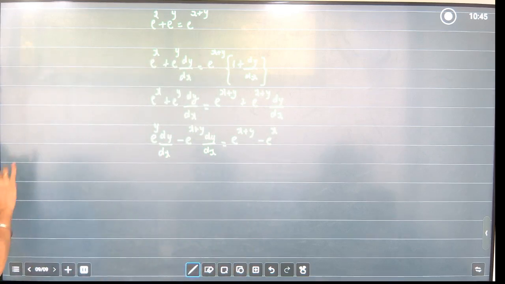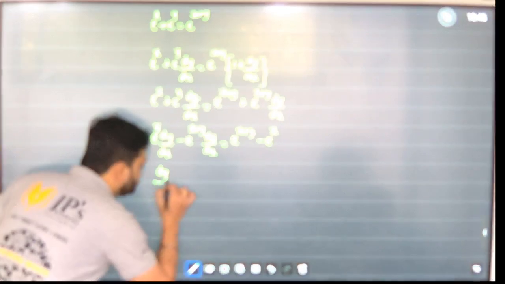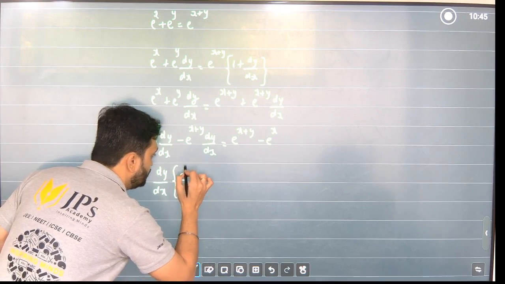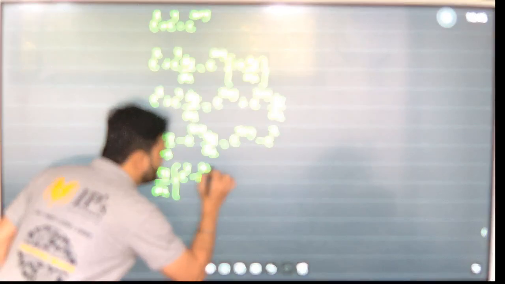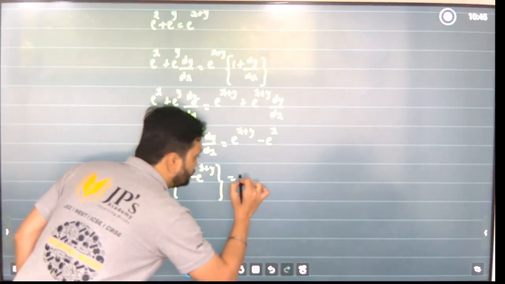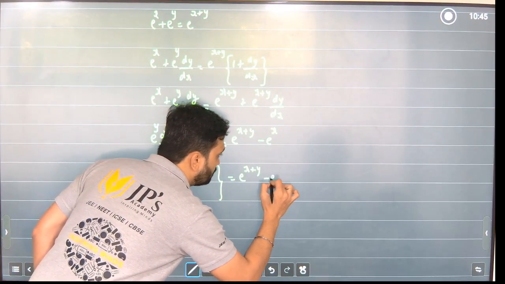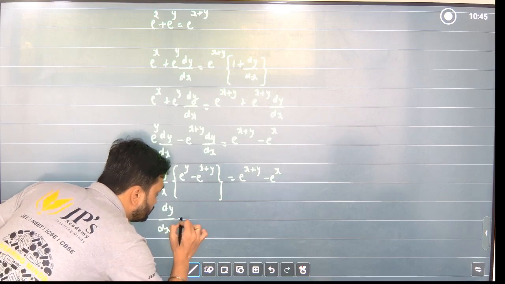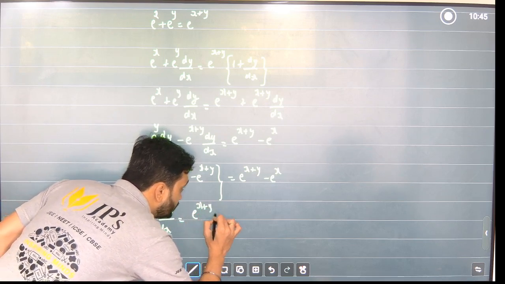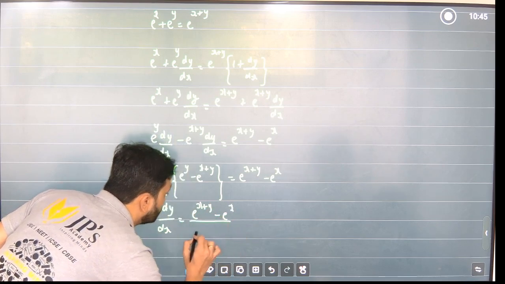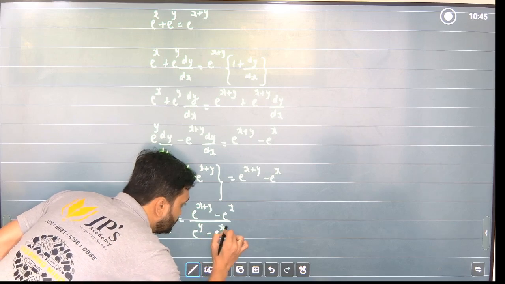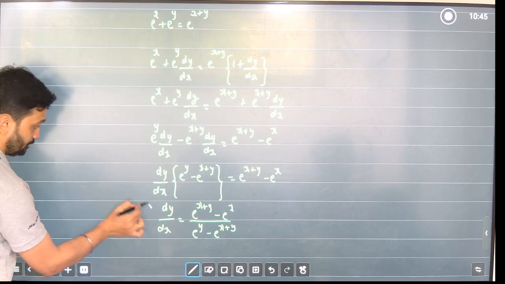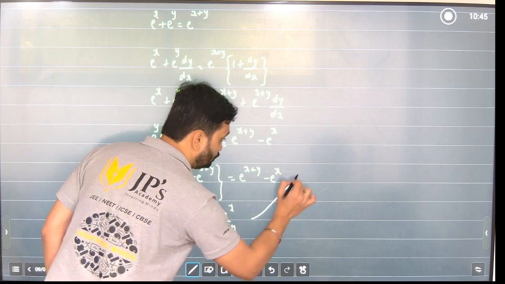Now, if I take dy by dx common, it will become e raised to y minus e raised to x plus y is equal to e raised to x plus y minus e raised to x. Therefore, my dy by dx will become e raised to x plus y minus e raised to x upon e raised to y minus e raised to x plus y. Did you understand this? Now see, from this, it will give rise to two sums.